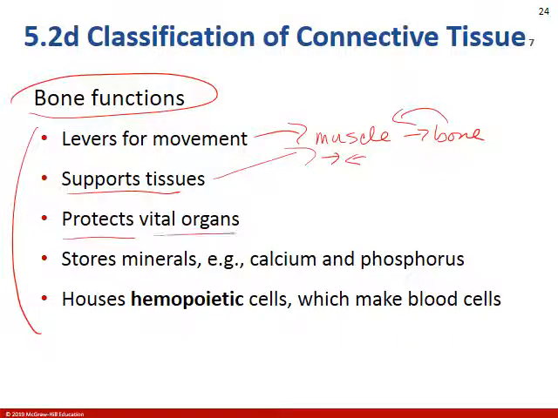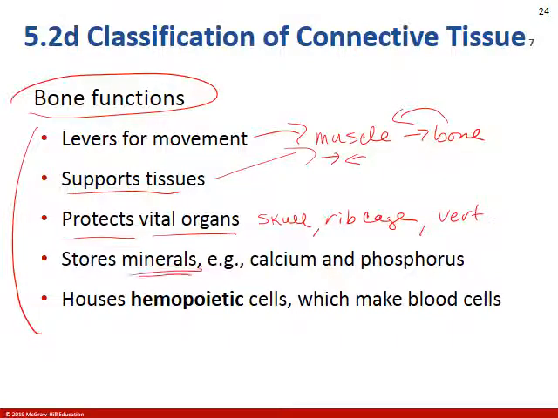It protects vital organs. So you know that your brain is encased in skull, right? That the rib cage is encasing the heart and the lungs, the vital organs, right? And then you have vertebrae, and vertebrae are protecting the spine. So anytime you see bone wrapped around a particular structure, then you should know that that's a pretty vital organ.